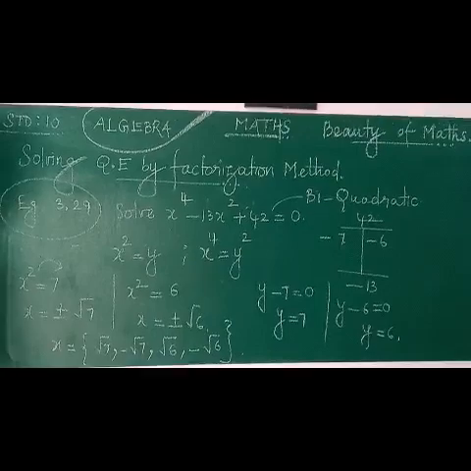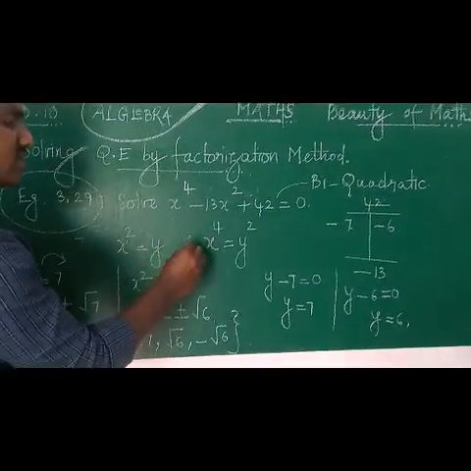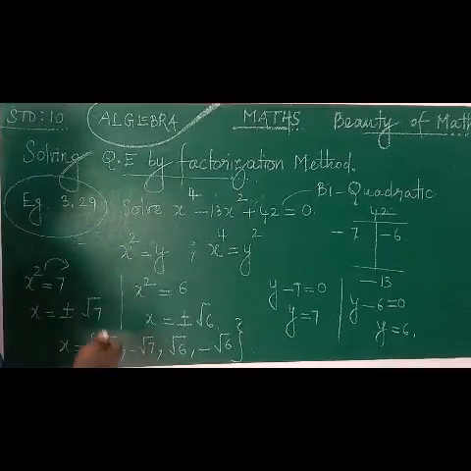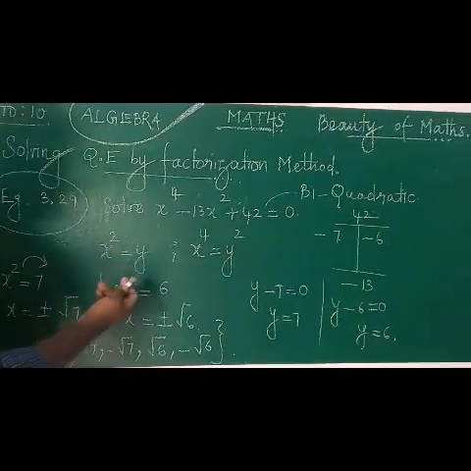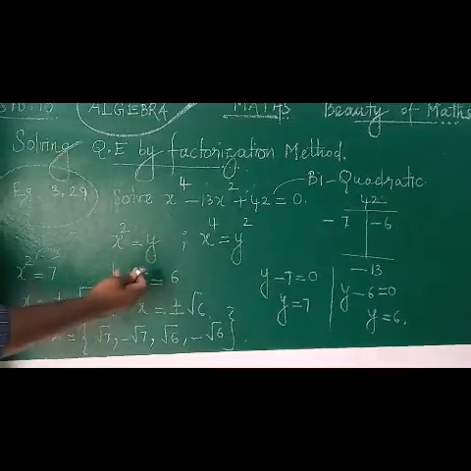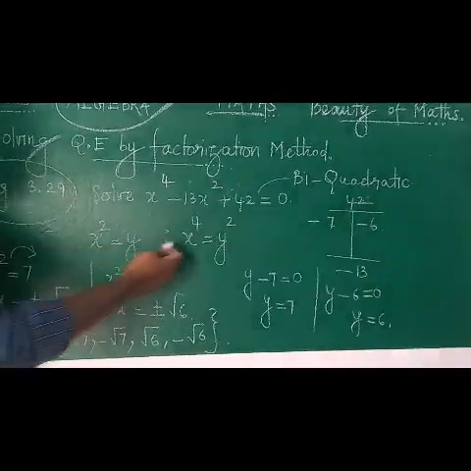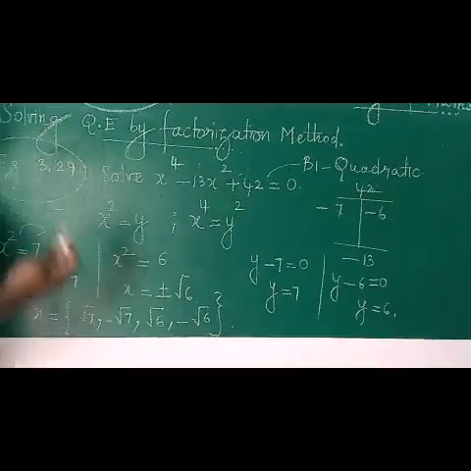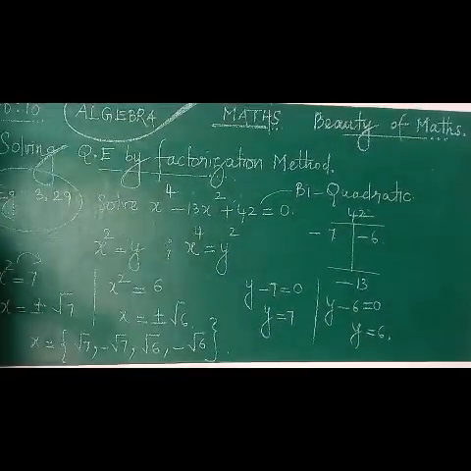I hope you understand. This is very important question also. You can assign different value of this x square. I took x square equal to y. You may take x square equal to a. So if you take x square equal to a means x power 4 equal to a square. You may take b also, whatever it is. You can assign any variables.